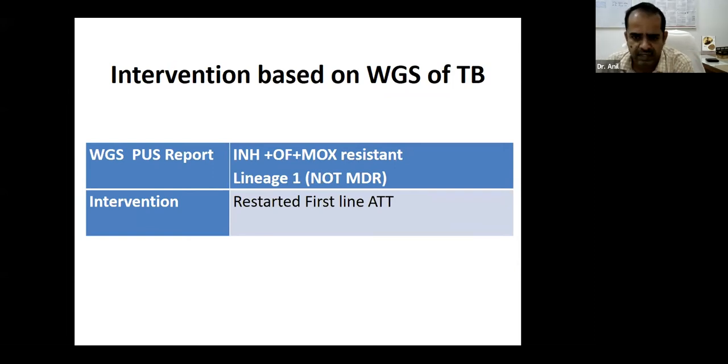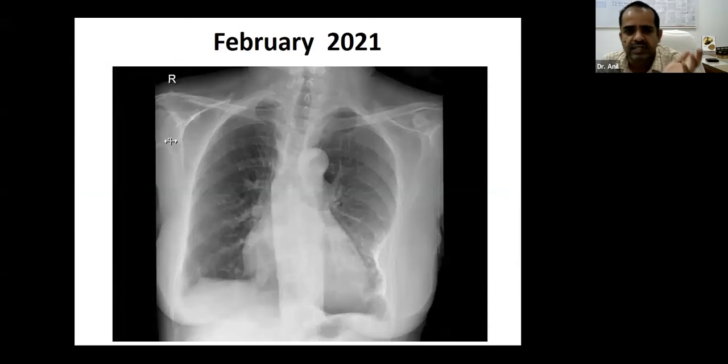On the first line again, we restarted the ATT. And fortunately, she recovered. This is the X-ray in February 2021: the pleural effusion has resolved, and she has recovered completely with the first line. We didn't intervene or change anything because she was not able to take additional drugs. But this pleural thickening is still there; that was there even at presentation in the first place.